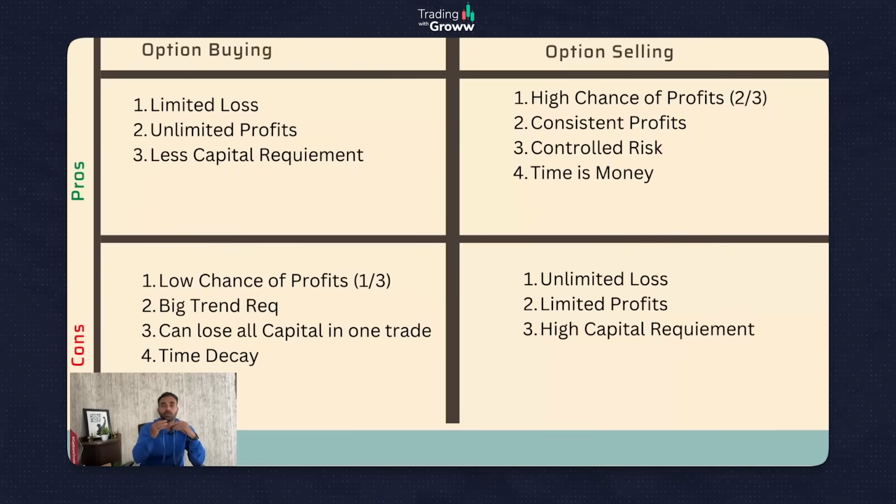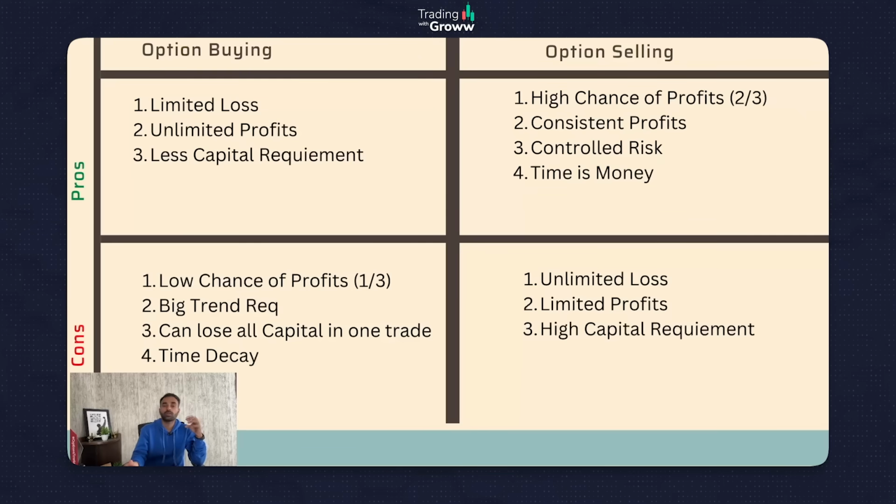So that's why the probability of making profits with option buying is very minimal, and also the trend has to be really big. Even though your direction is right, the movement has to be big enough so that the option prices will appreciate. And also the movement has to be quick and swift. It should happen very quickly, then only the option premium will appreciate.